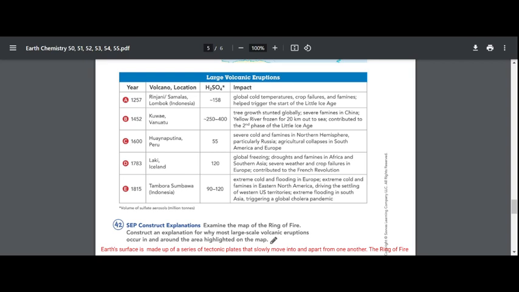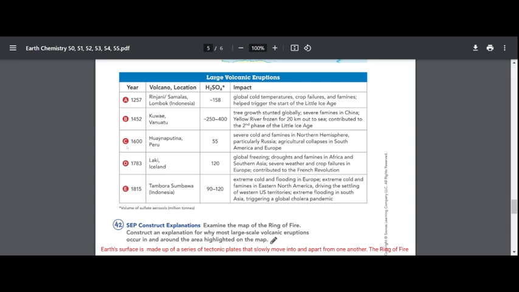Okay, in 1452, a volcano in Kuwae, Vanuatu. When this volcano erupted, it led to tree growth stunted globally, severe famines in China, and the Yellow River frozen for 20 kilometers out to sea. It contributed to the second phase of the Little Ice Age.